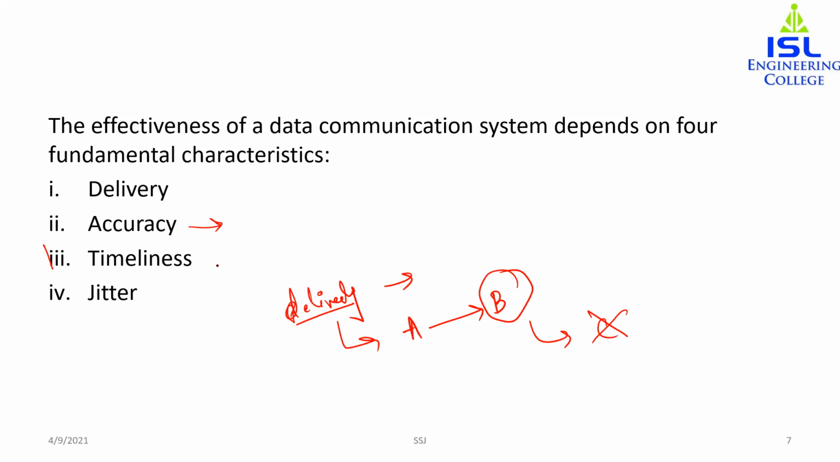The next is timeliness. As I said, if the data is divided into parts, then the first part should go first, the second part should go second, and so on. It should not be in an abrupt manner. So the system must deliver the data in a timely manner. Data delivered late is useless. So if you're delivering the data late, it is useless.